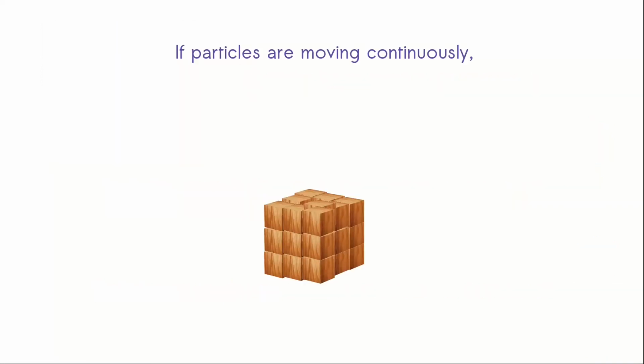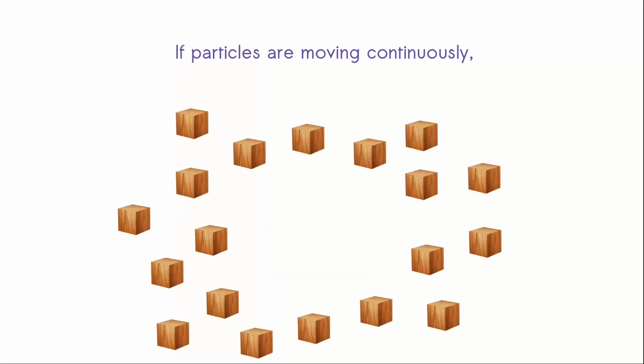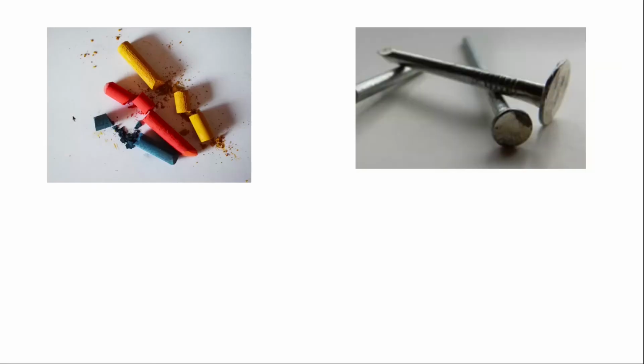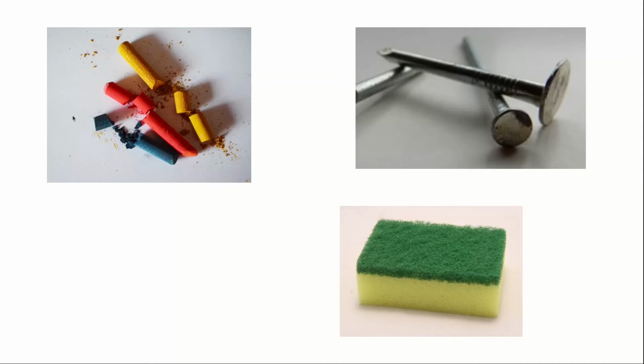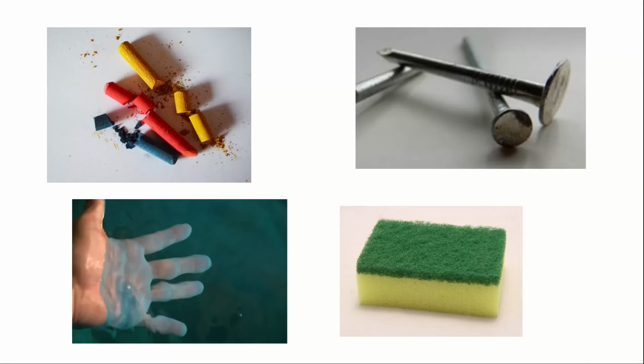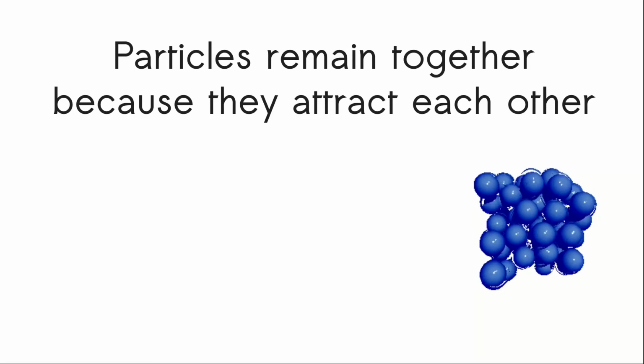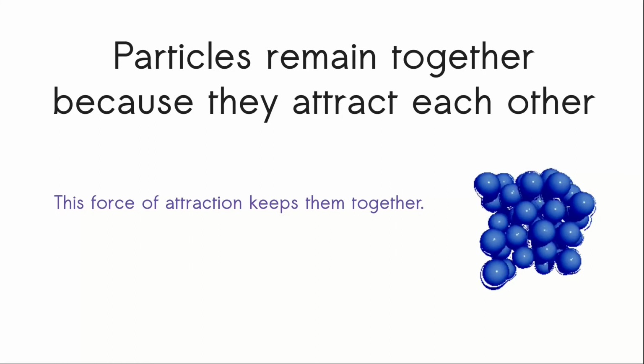Okay, we know that these particles keep moving continuously, but with such movements, why don't they just drift away from each other? To understand this better, think of what will happen if you try to press these objects very hard. Which ones would break and which ones would not? Now, think of what will happen when you try to break water. Can you really break water? The particles remain together because they attract each other. This force of attraction keeps them together and prevents these particles from drifting far away from each other.